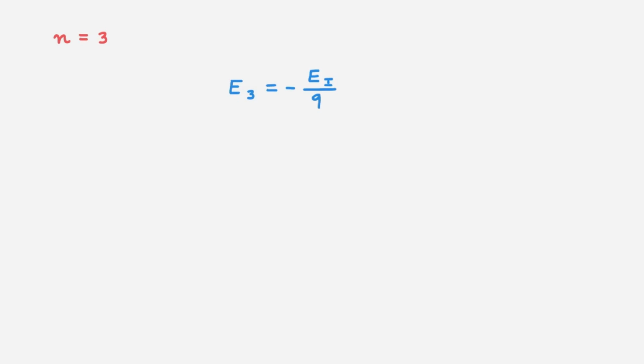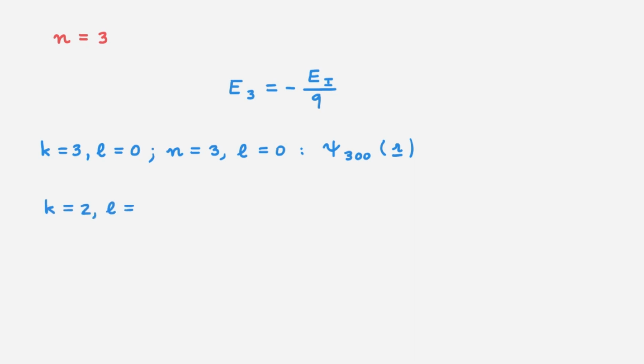And we've seen earlier in the video that there are now 3 possible choices of K and L that give n equals 3. The first possibility is K equals 3 and L equals 0. This corresponds to n equals 3 and L equals 0. This leads to a single eigenfunction, which in the NL-ML notation is psi 300. The second possibility is K equals 2 and L equals 1, or equivalently, n equals 3 and L equals 1. We have 3 eigenfunctions, which again using NL-ML notation are psi 31 minus 1, psi 310, and psi 311.